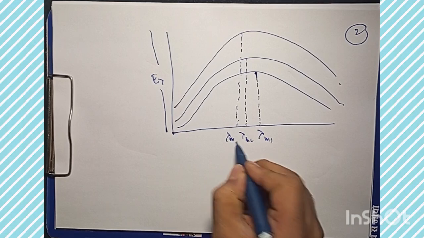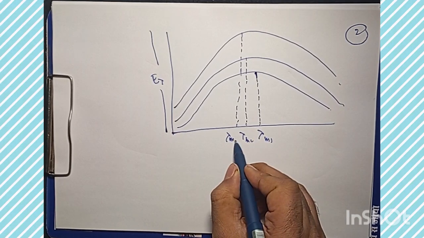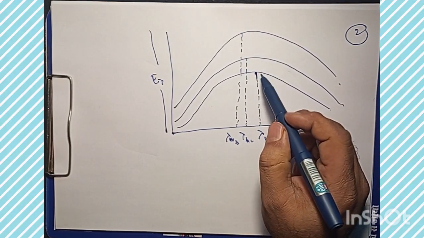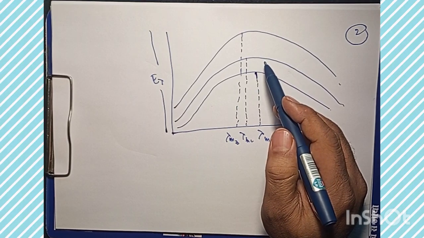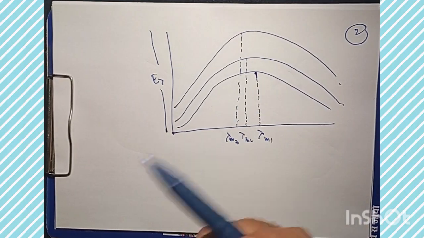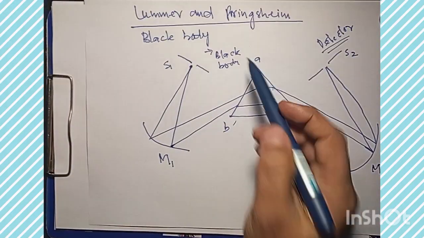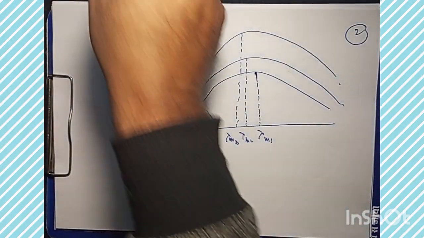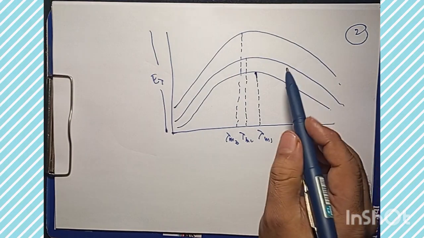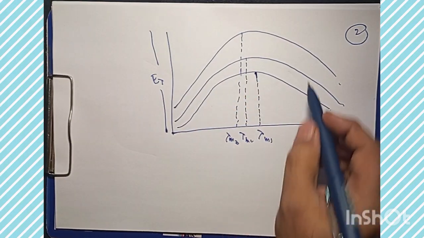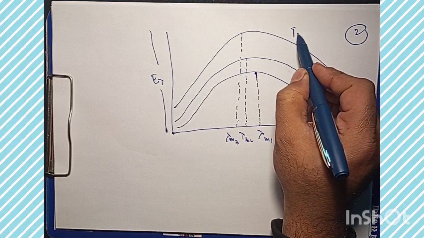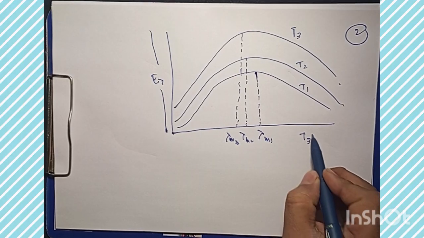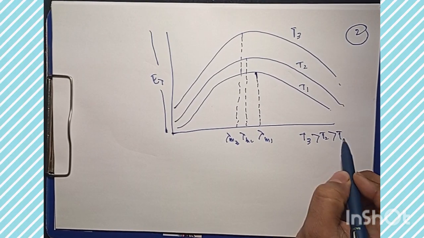Now this lambda m is the maximum value of lambda. All these dots that I'm showing here mark the peaks of these curves. The black body is heated, and the radiations are received and detected through this experimental setup. This is the rough outcome of that experiment. Here, this curve is for, say, T3, this curve is for T2, and this curve is for T1, such that T3 is greater than T2, which is greater than T1.